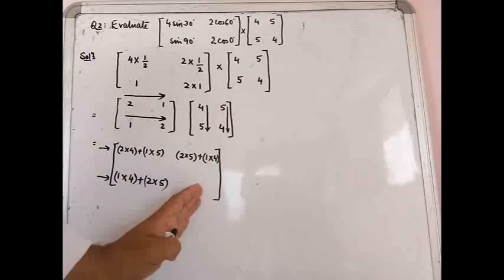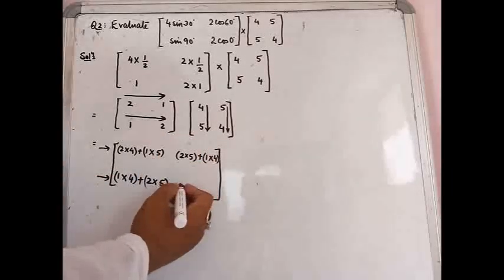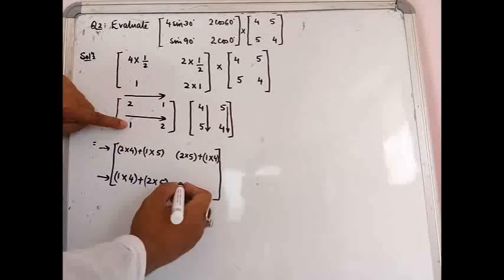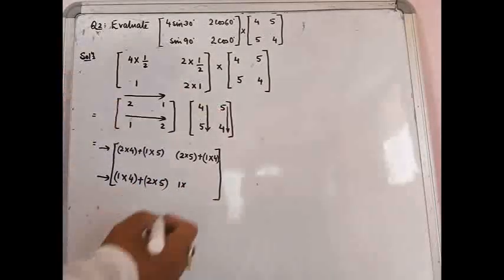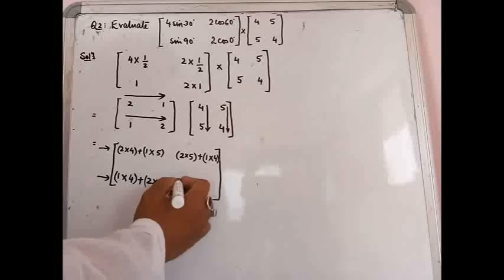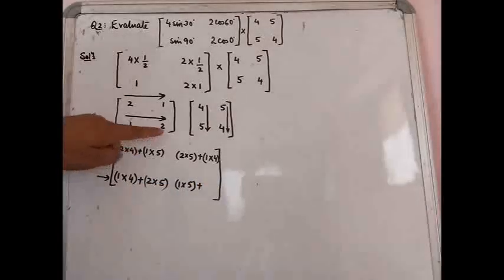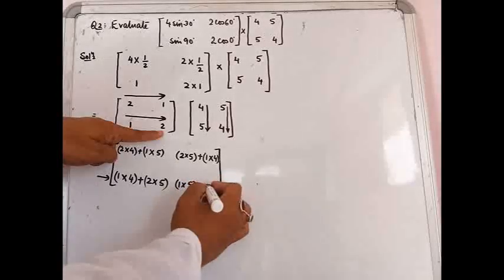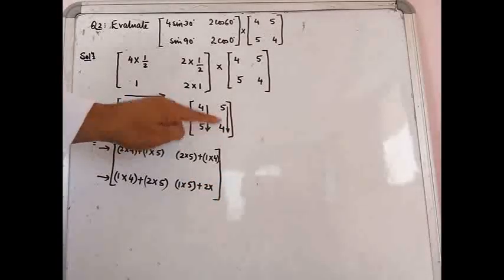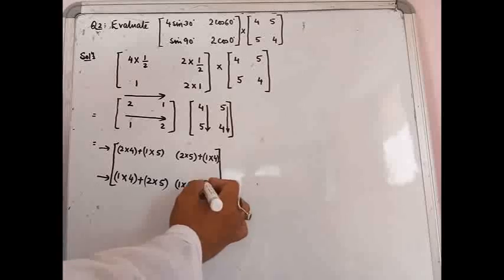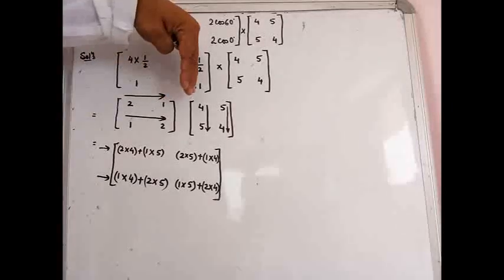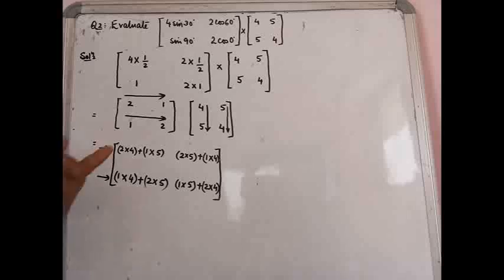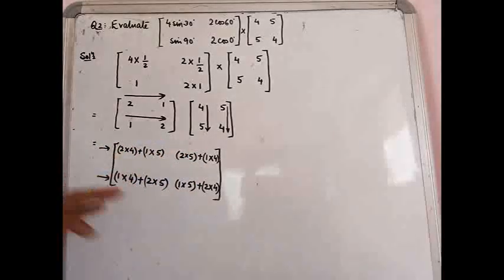Second row, second column. So we are going to write, what is the second row here? 1 multiplied by 5 plus, what is the next entry? 2 multiplied by, what is the next entry here? 4. This is how we are going to multiply. We go row wise in the first and we drop column wise in the second, according to the rows and columns of the resultant matrix.